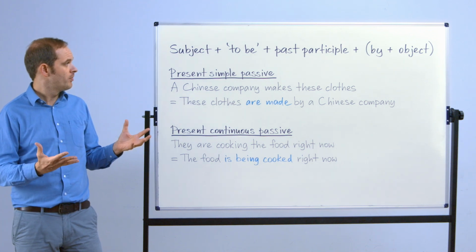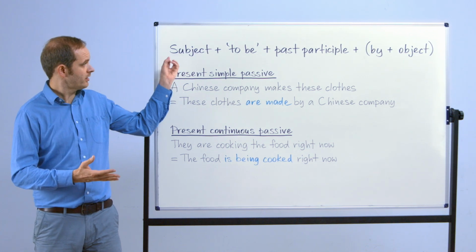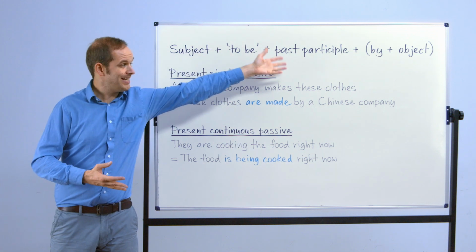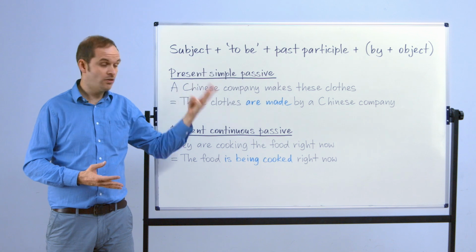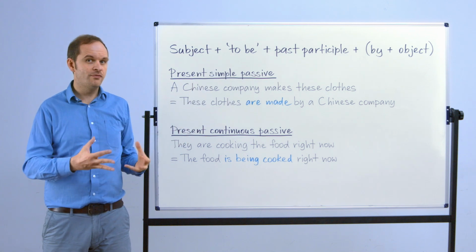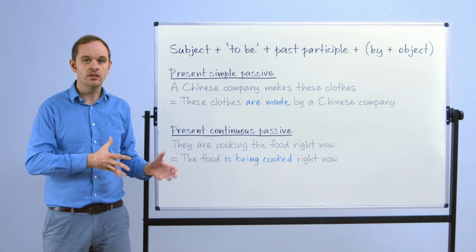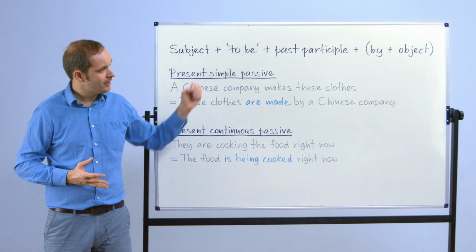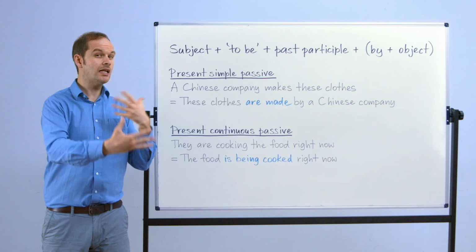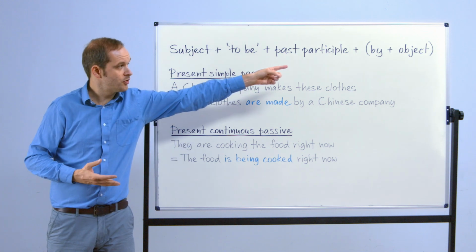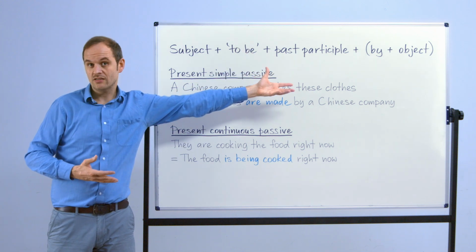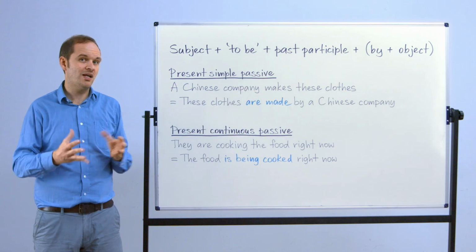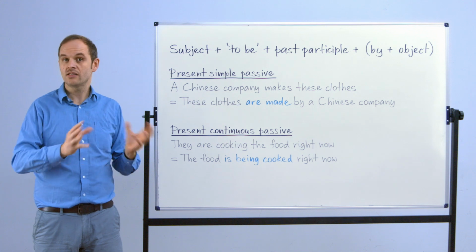In terms of form, the present simple passive looks like subject with a form of the verb to be, with the past participle, which is the third verb form. In the passive voice, it doesn't matter what time you're using, you always use the past participle. And sometimes, when we want to focus a little bit on who did it, we would use by plus the object, as in the agent.